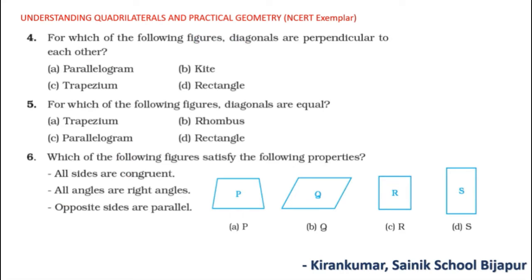Question number 4. For which of the following figures are the diagonals perpendicular to each other? Diagonals will be perpendicular to each other in case of a rhombus and a kite. In kite, one of the diagonals bisects the other perpendicularly. So kite is the right answer.